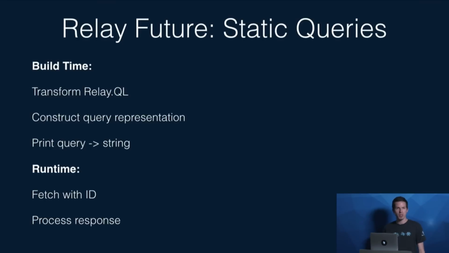An example of that would be if two different fragments are both fetching the ID field, we don't have to process it twice, we can process it once. And we can kind of compact the query statically.